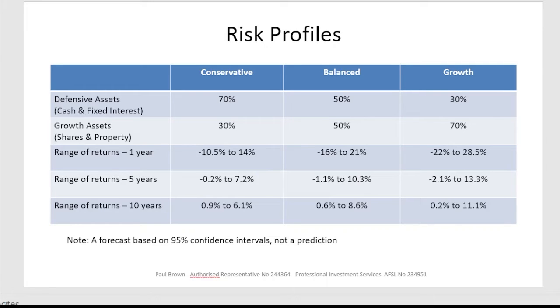Okay, so for example, a range of returns for a conservative portfolio over 10 years would be between 0.9% and 6.1%, and for a growth portfolio between 0.2% and 11.1%.